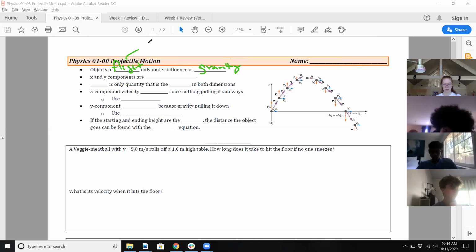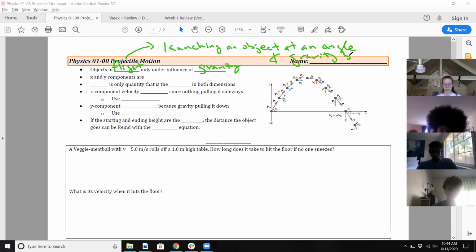In other words, you're launching and gravity brings it down. That's in essence what projectile motion is. The X and Y components are independent. They don't impact each other.